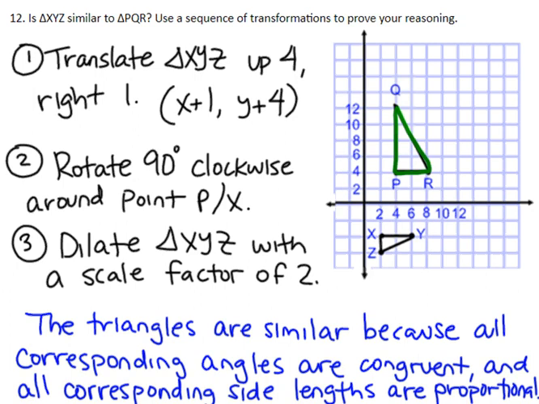So again, sequence of transformations. First, I translated it up 4, right 1. Then I rotated triangle XYZ clockwise around the point P, which was also the point X. Then I dilated it with a scale factor of 2. And then with all of that, I was able to get it to match up perfectly. So I said the triangles are similar because all the corresponding angles are congruent and all the corresponding side lengths are proportional. That would be enough to satisfy the definition for similar.